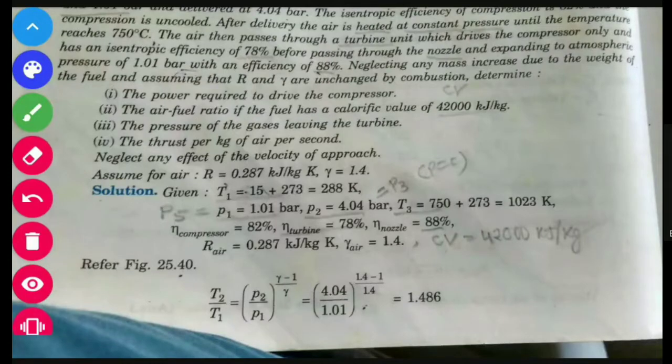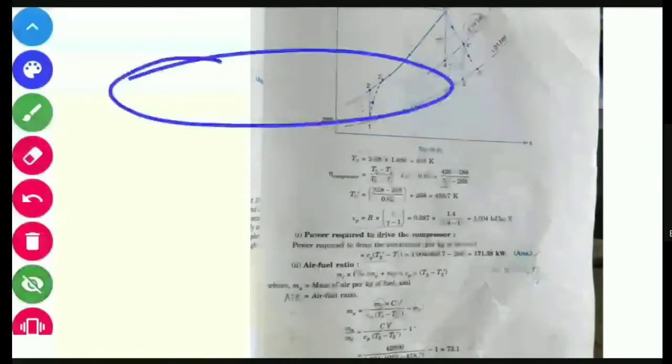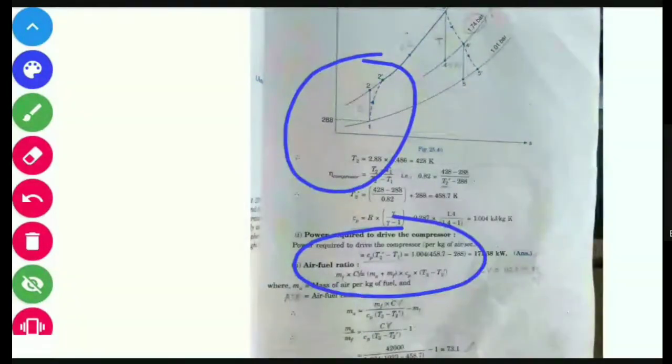So as you know, let's go for the compressor. Here the compressor is between 1 and 2. The compressor work is given by the basic formula m Cp delta T, where m is 1 kg. So m Cp delta T means Cp (T2 dash minus T1). Note down the formula for compressor work: WC equal to Cp (T2 dash minus T1).